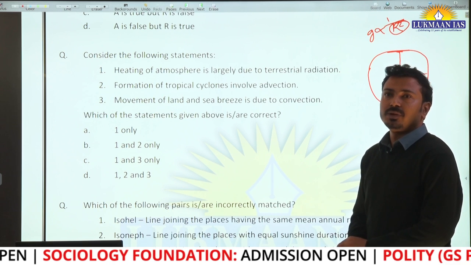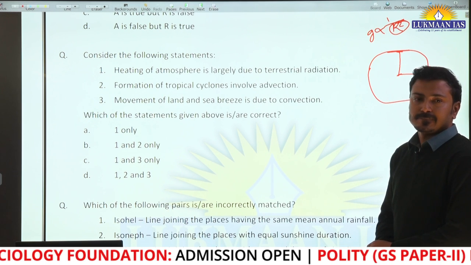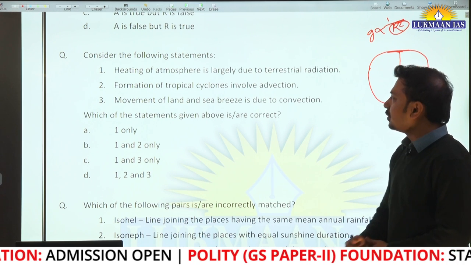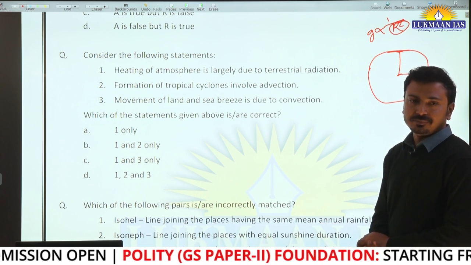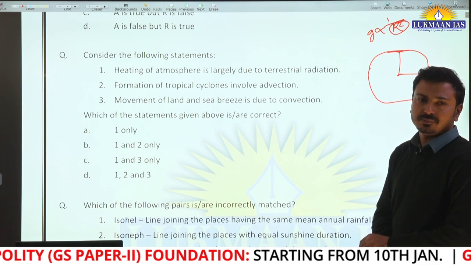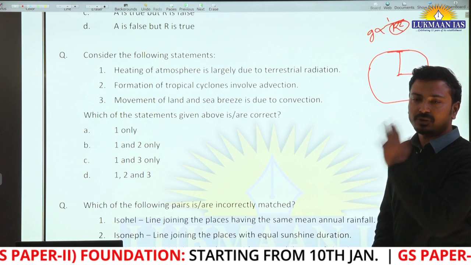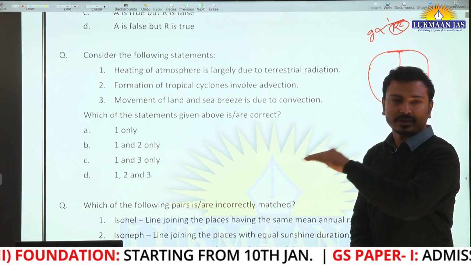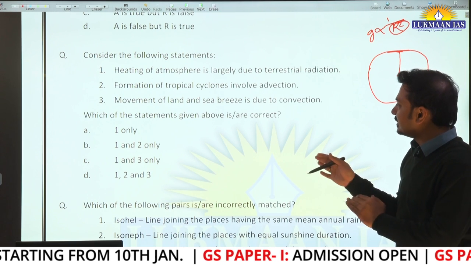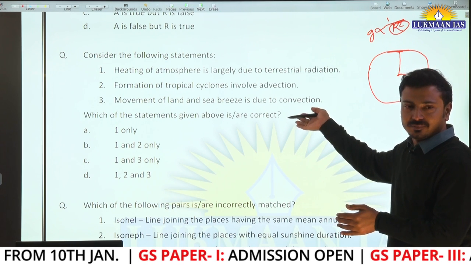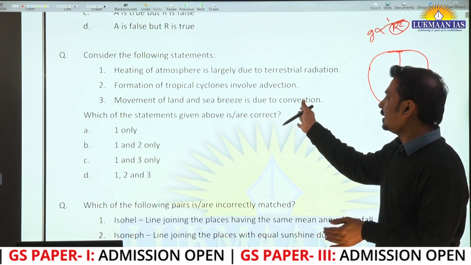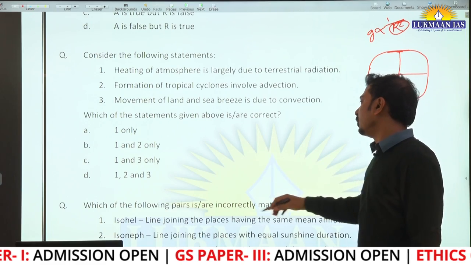Yes, other students, although we have not learned about cyclone, but you may have this idea, no? Cyclone is because of convection. The movement of wind is convection, not advection. Advection is horizontal movement. Okay, so movement of land and sea breeze is because of advection. And the convection, tropical cyclone. Ye interchange kiya hai, so answer should be one only. A.